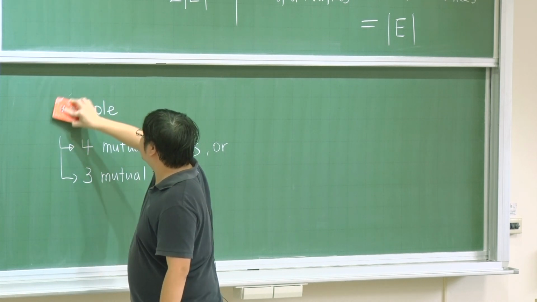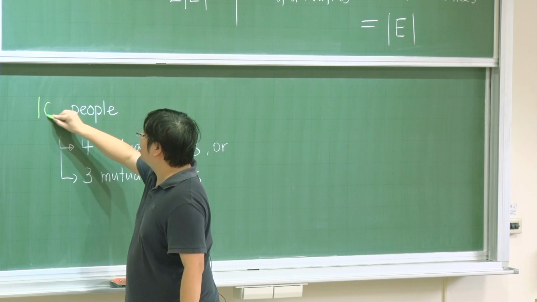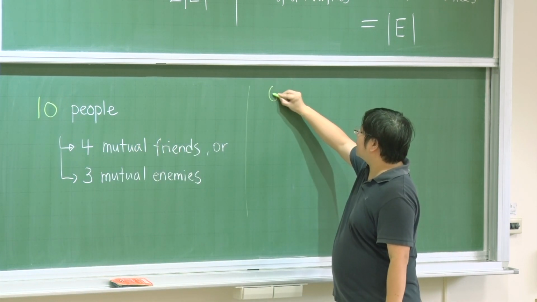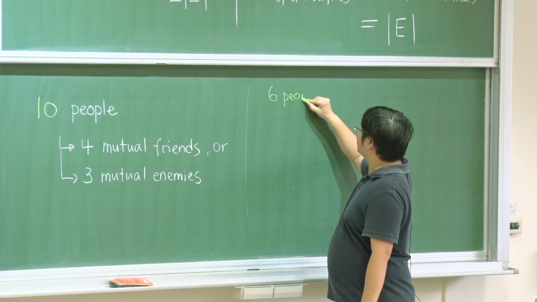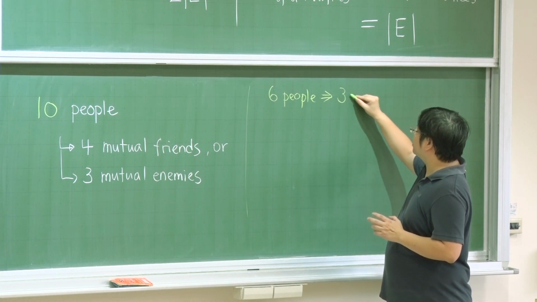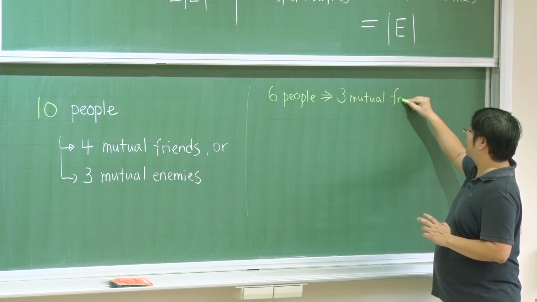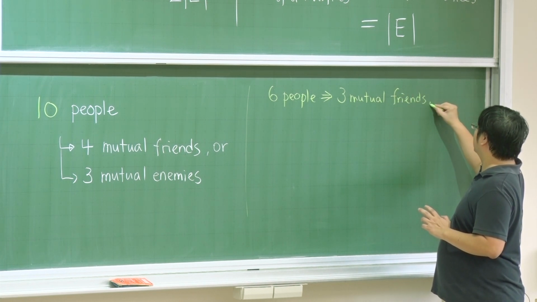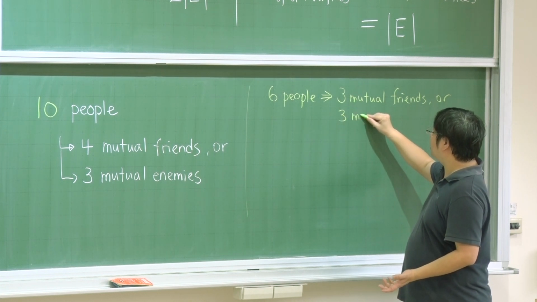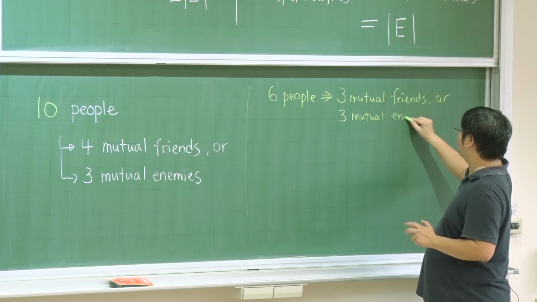10 people. How do we show? So we start with 10 people. We need to recall a theorem, okay? When there are 6 people, it must have what? 3 mutual friends or 3 mutual enemies. This is what we have done in the class. So I'm not going to prove this again, but we have known this already. Either there are 3 mutual friends, or there are 3 mutual enemies, or both.